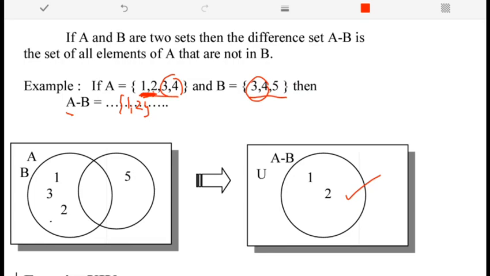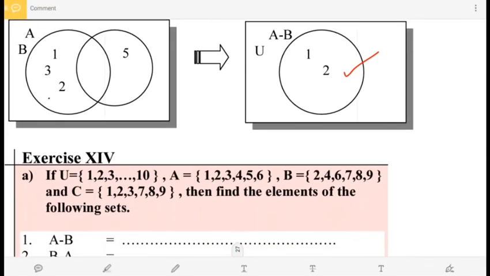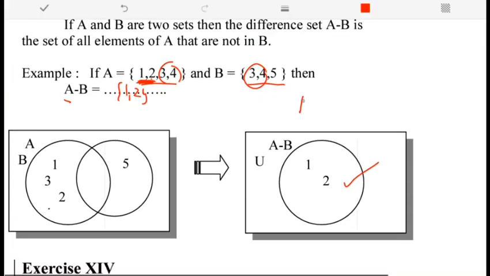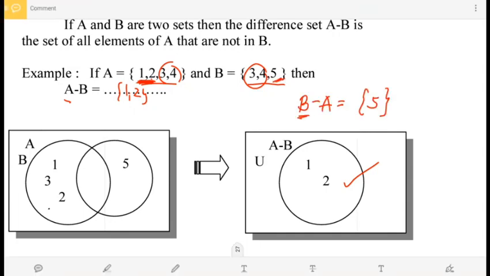Now, what about if I change it? I'll just add another example. B minus A. How can I find B minus A? So now the main set is your B, so you subtract your A. What is the remaining from your B? It will be just the set of 5, because the 5 is remaining here. So that's the meaning of difference. It's the elements of A that are not in your B.